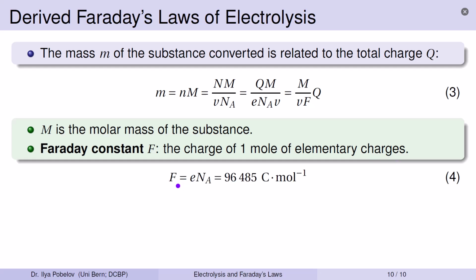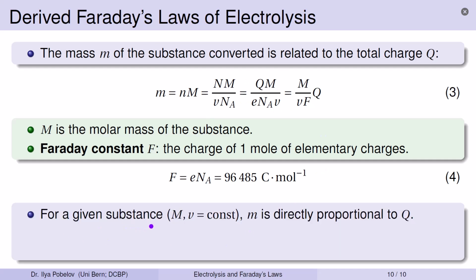The value of F is approximately 96,485 coulombs per mole. According to this equation, for a given substance, when the molar mass and valency are constant, the mass of the substance converted is directly proportional to the total charge Q passed through the electrolyte. This is the statement of Faraday's first law.